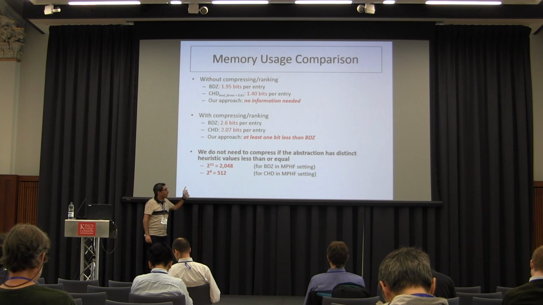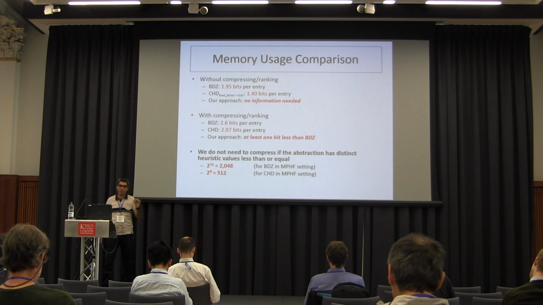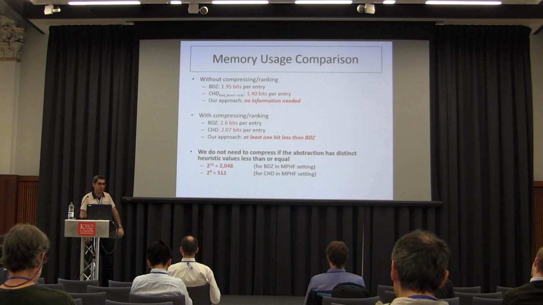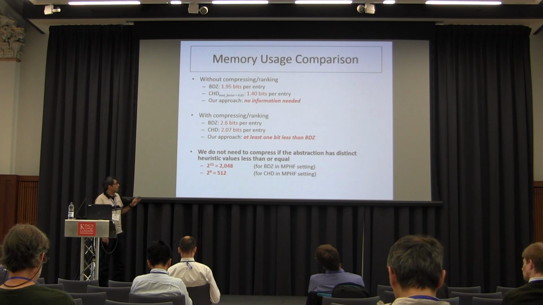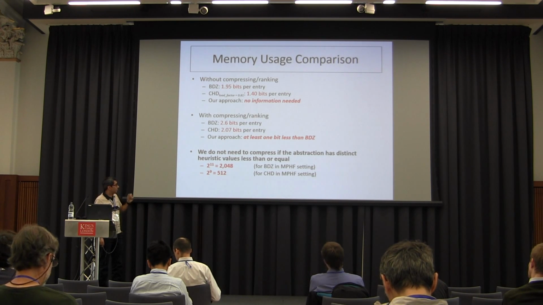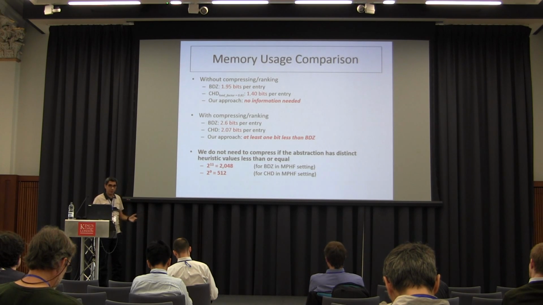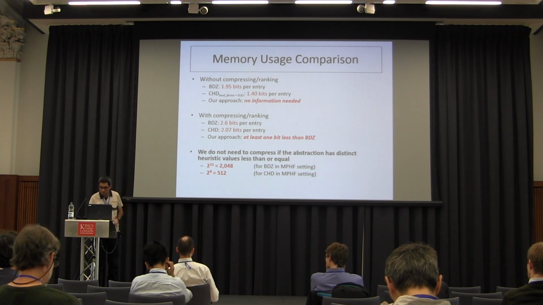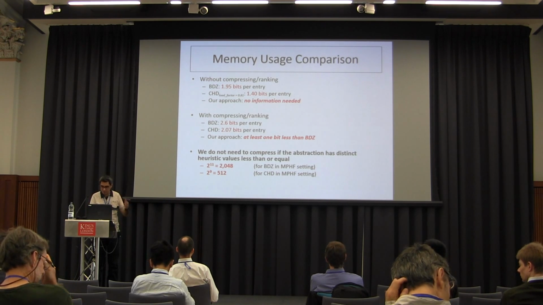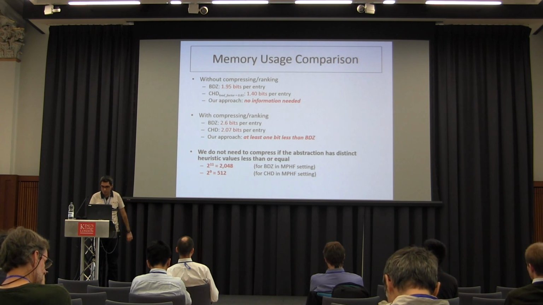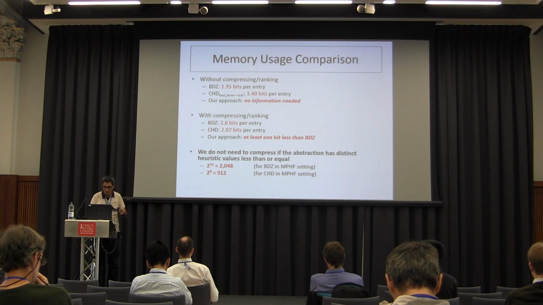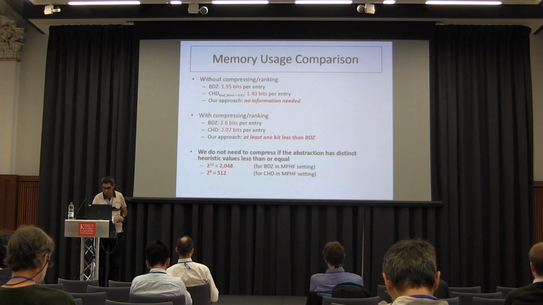As long as the number of different heuristic values in the PDB, or different depths in the abstraction, is less than 248, we can do better than BDZ without the compressing, and BDZ is using the compressing. For CHD this number is 512. So this means that we can ignore the compressing step and avoid the overhead lookup time, and it can still do better than BDZ and CHD.